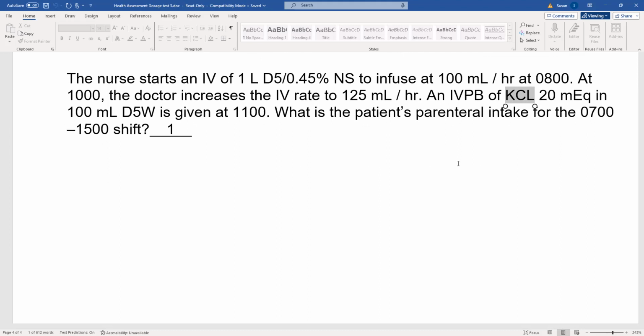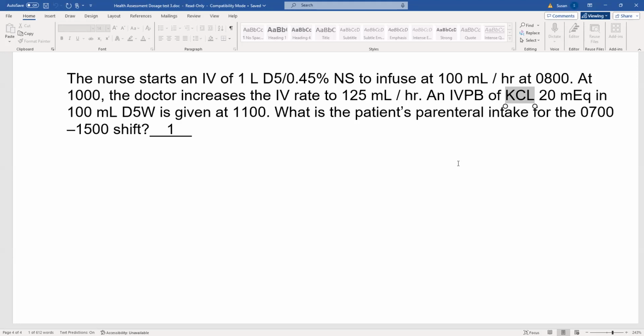5. Okay, so now you have to take the 125 and multiply that times 5 hours, because you had 125 mLs for another 5 hours. So that's 625 mLs, correct? Yes. Plus the 200 that you already had. So now you're at 825 mLs.